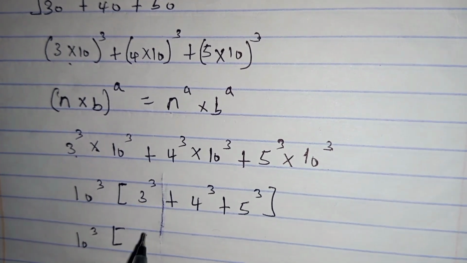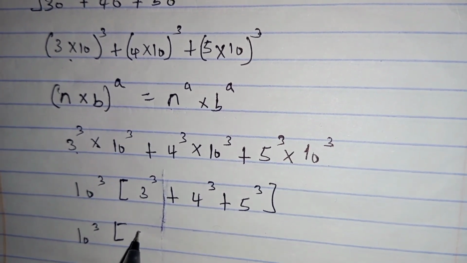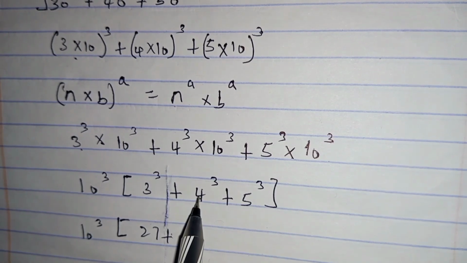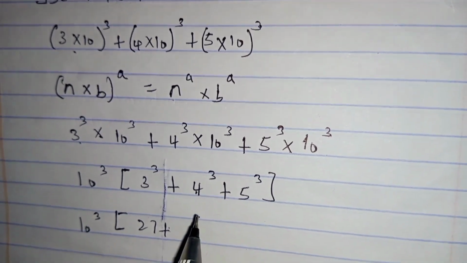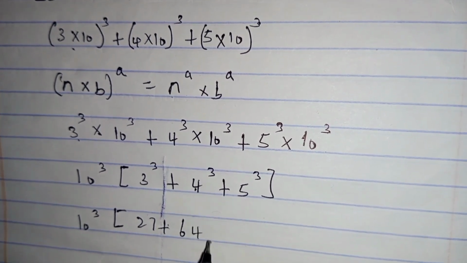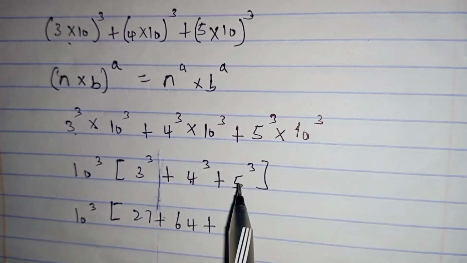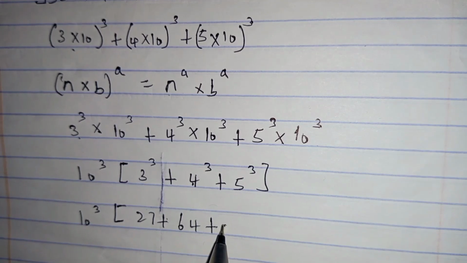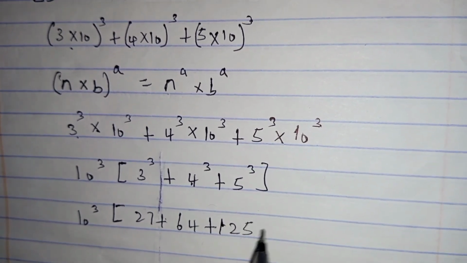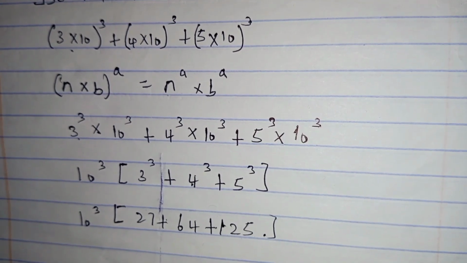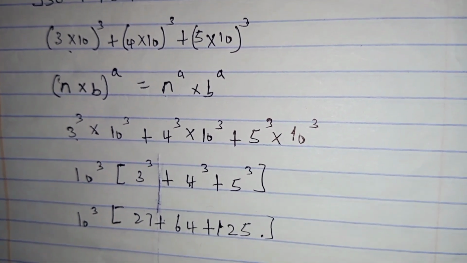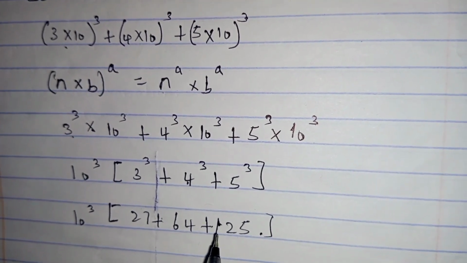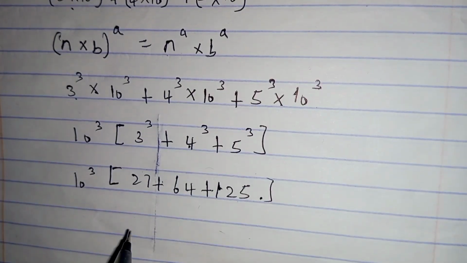3 cubed is 3 times 3 times 3, which is 27. 4 cubed means 4 times 4 times 4. That is 4 multiplied by itself 3 times, which is equivalent to 64. Plus 5 cubed means you multiply 5 by itself 3 times. So 5 times 5 is 25, and 25 multiplied by 5 is 125. From there, we add what is inside the bracket, and 27 plus 64 plus 125 is 216.